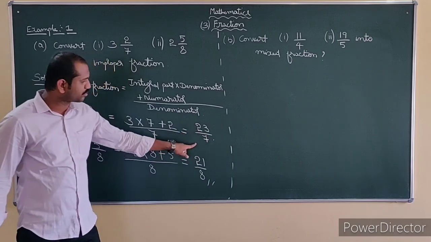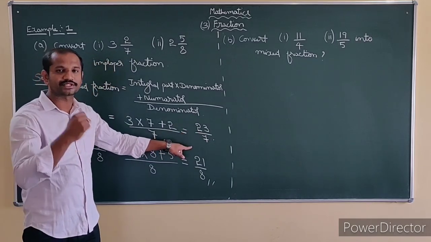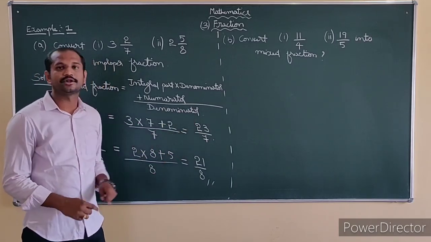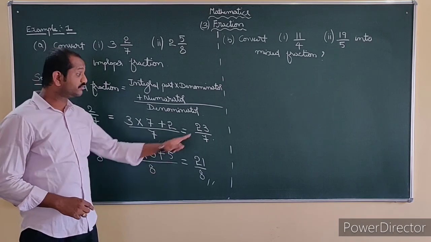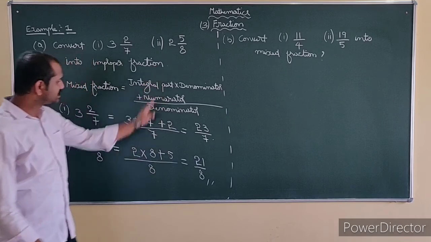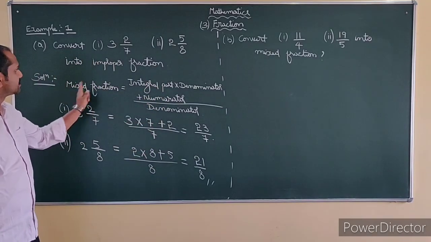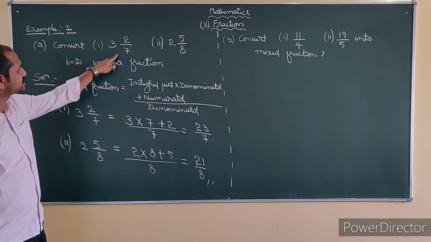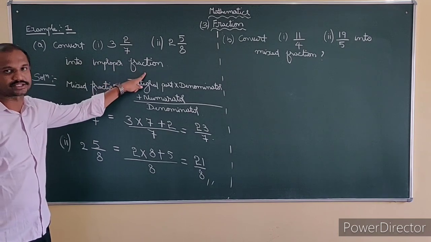So can we know this is a proper or improper fraction? Improper fraction. Why? Numerator is greater, denominator is less. Understand? If numerator is less than the denominator, that is called proper fraction. Remember. So this is how you need to do the problem. This is the formula for converting mixed fraction into improper fraction.